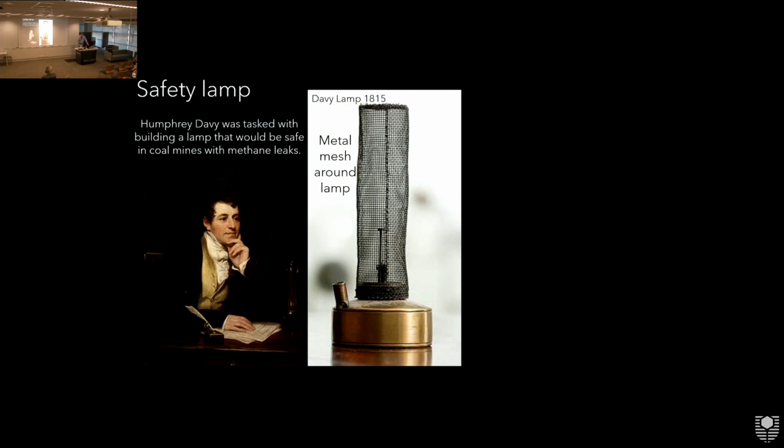And this effect of the mesh was used by Humphrey Davy, who taught Michael Faraday, who was in the Royal Institute before Faraday, to build a lamp that was going to be safe in a coal mine. So imagine this, you've got open flames. How are you going to stop that open flame from igniting a huge stream of coal gas that comes through your mine? And the way you do it is with a mesh.